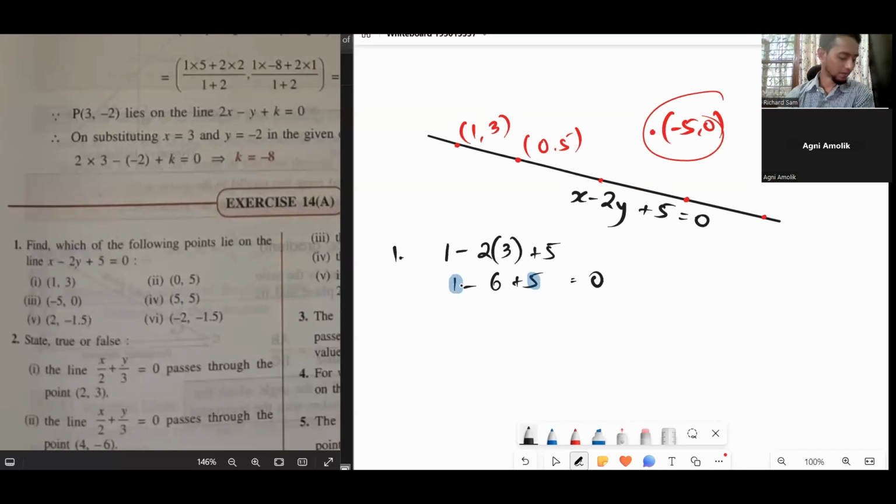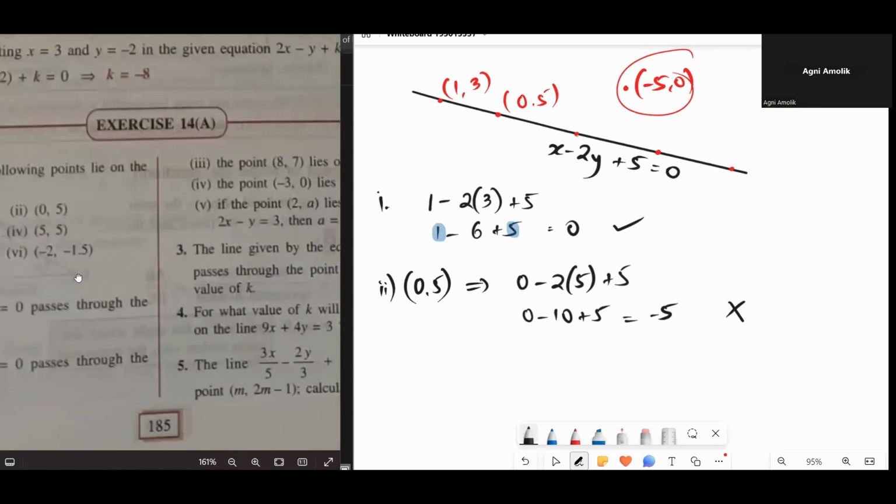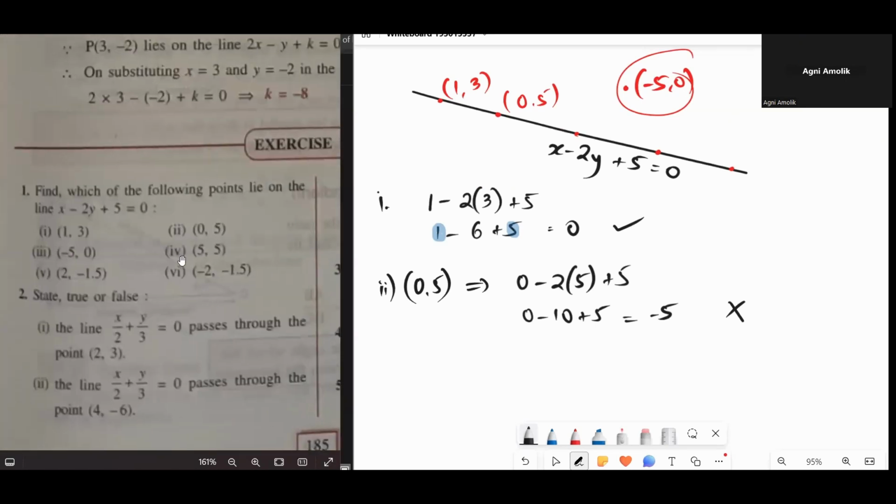Do it fast. Just do 4. How many have you done? So 1, 3, 4 lie on the line. Got it or not? Complete at home if you didn't get it.